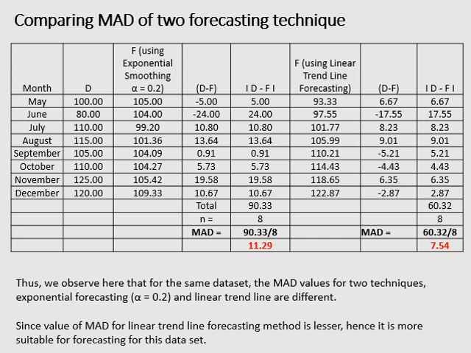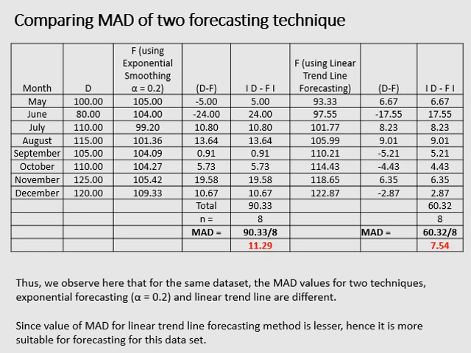Finally we sum all the absolute error values. We obtain 90.33. This is divided by number of months, that is 8. To get the mean absolute deviation, we find MAD for exponential smoothing forecast as 11.29.